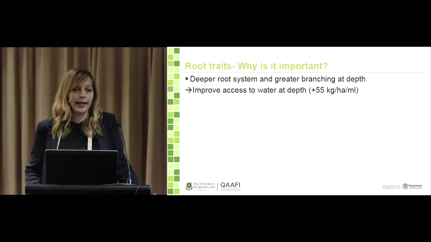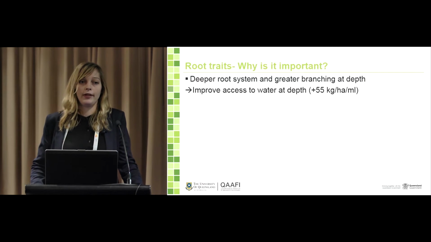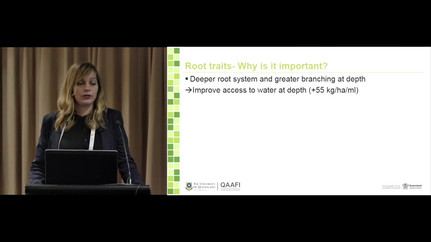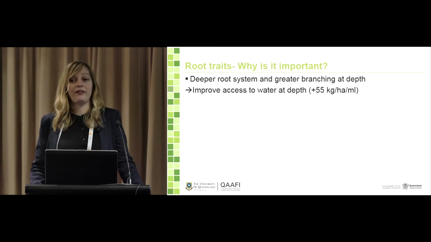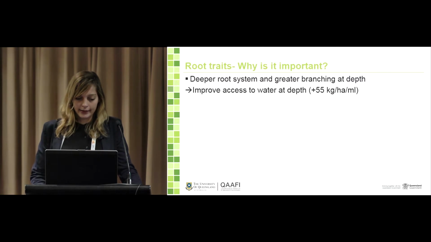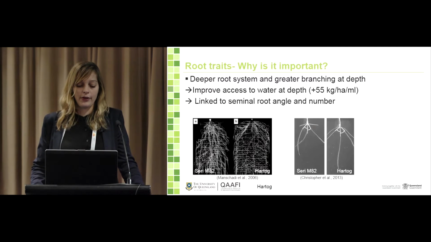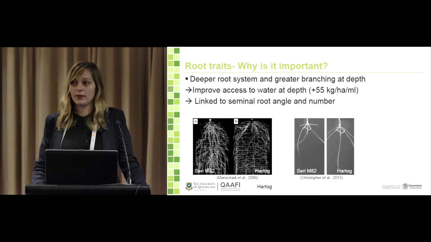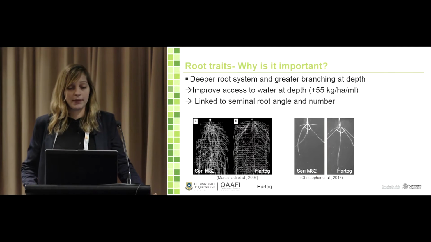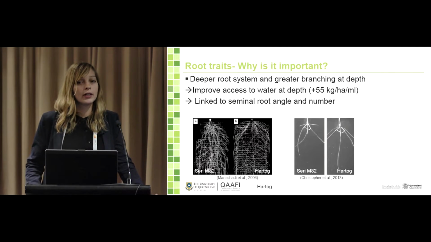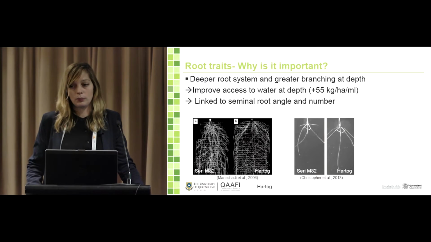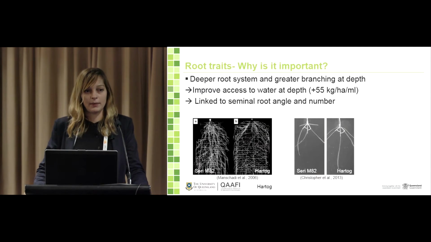Modeling has shown that any extra millimeters of water extracted during the grain filling could lead to an increase of 55 kilograms per hectare. And studies have shown that the deep root system and greater branching at depth was actually linked to the seminal root angle and number. So these two traits are good proxy traits to select for root system architecture.